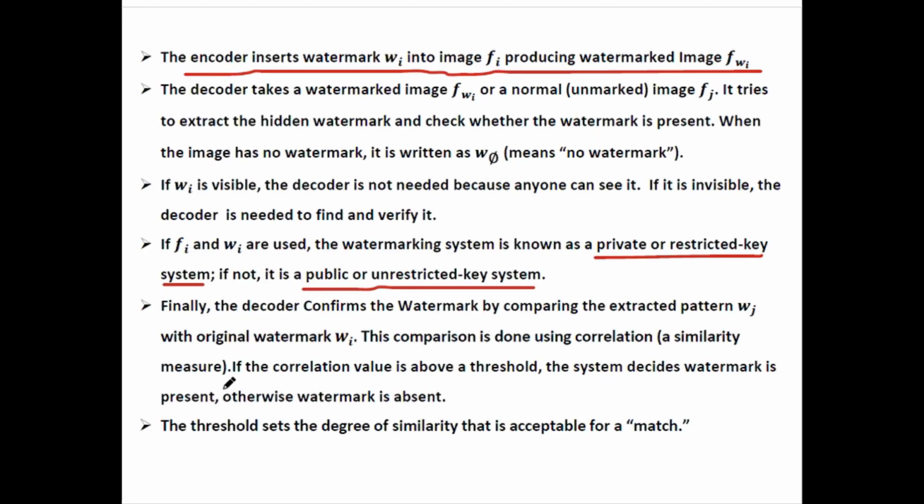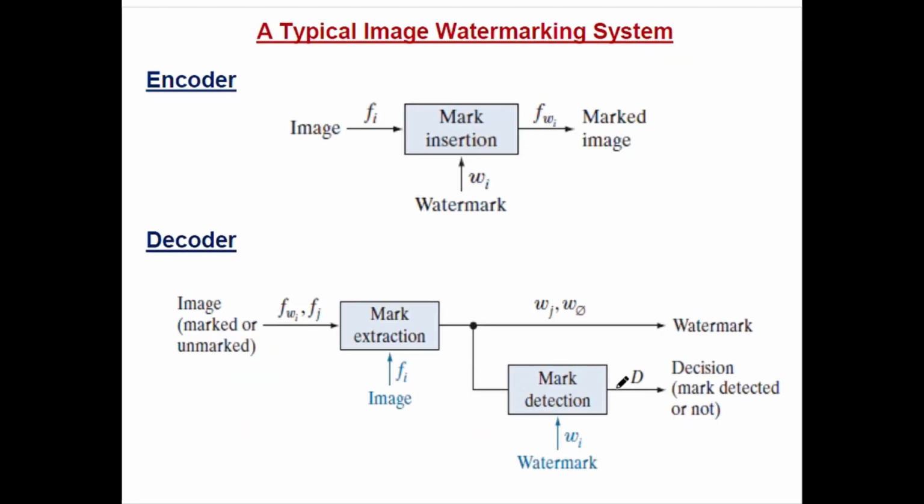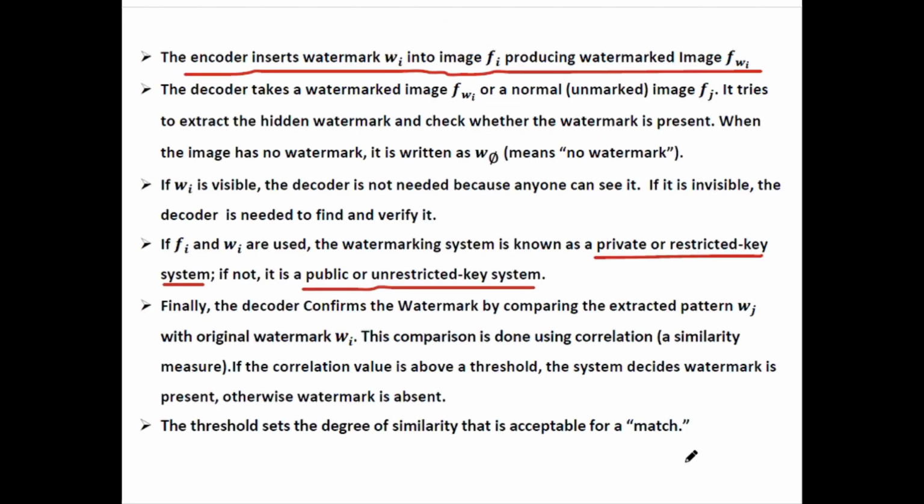How to check it? This comparison is done using correlation, meaning a similarity measure. If the correlation value is above a threshold, the system decides the watermark is present, otherwise the watermark is absent. So there exists this watermark detection concept. It checks the similarity between the extracted watermark Wj and the original watermark Wi. If the similarity is greater than some predefined threshold, the system decides the watermark is present and it is equal to the original watermark; otherwise the watermark is absent. The threshold sets the degree of similarity that is acceptable for a match.